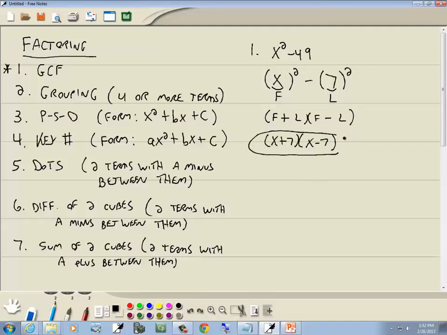Now, almost nobody ever uses the formula. You just take what's inside your first set of parentheses, you add what's in your last, take what's inside your first, and you subtract what's in your last.